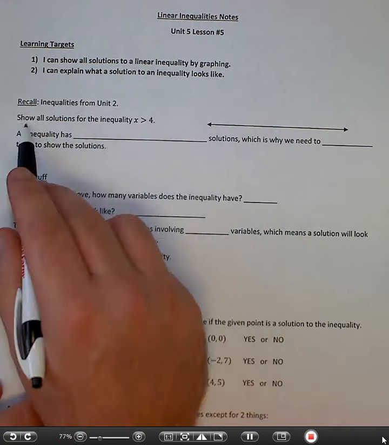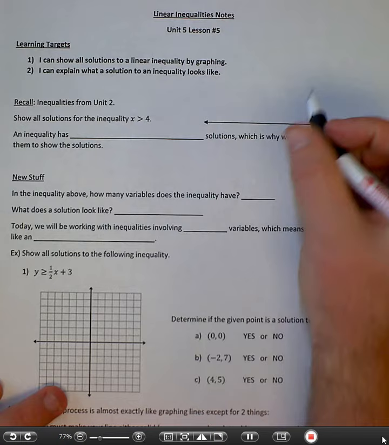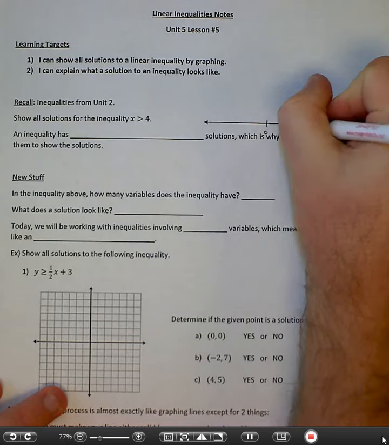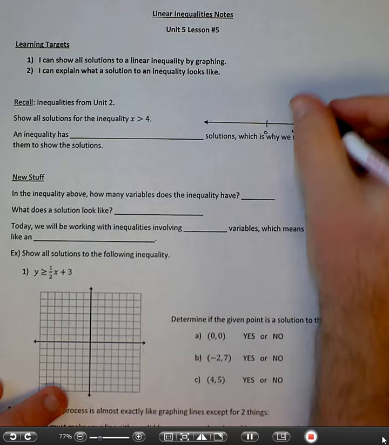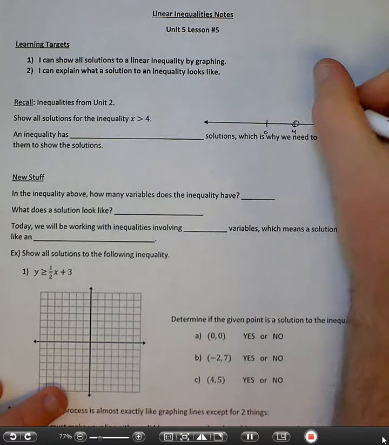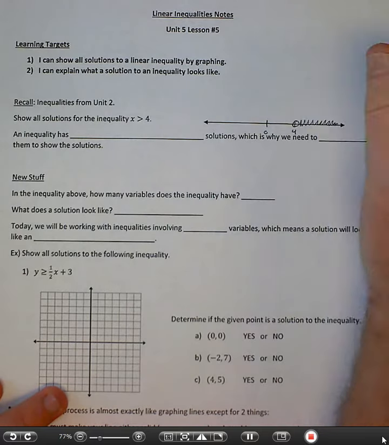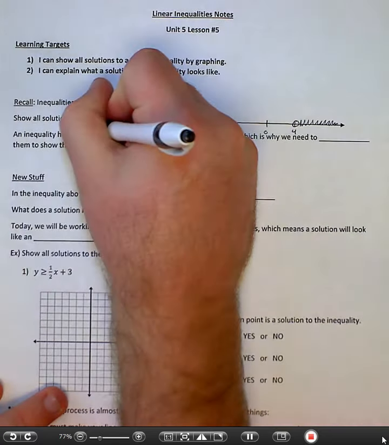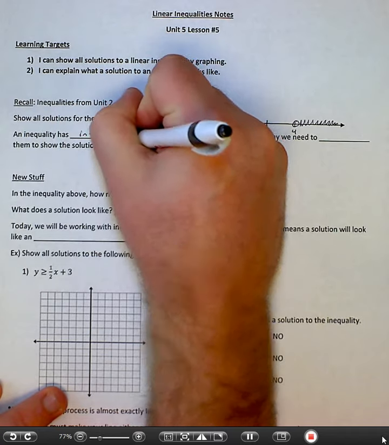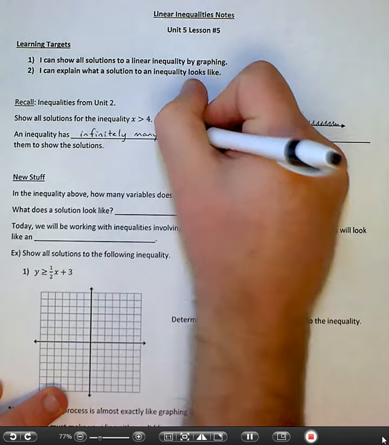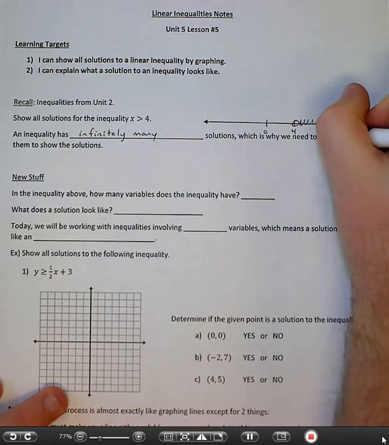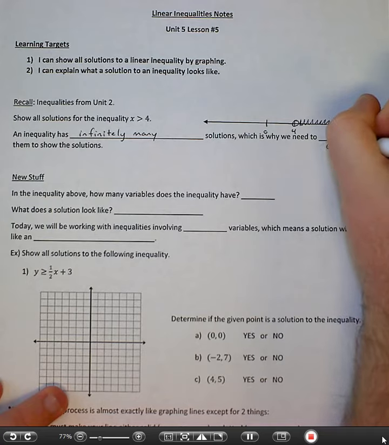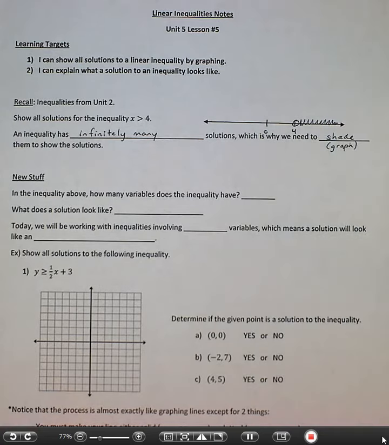Remember I said show all solutions for the inequality x is greater than 4, right? And I put a 0 here, and 4 was to the right. We put an open circle, and we shaded the numbers to the right of 4. Remember what I said about an inequality. An inequality has infinitely many solutions, right? Which is why we need to graph or shade. Because we want to show all the solutions, we need to graph or shade, like I did here.